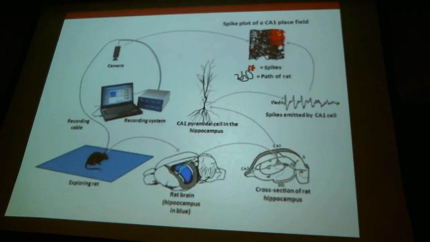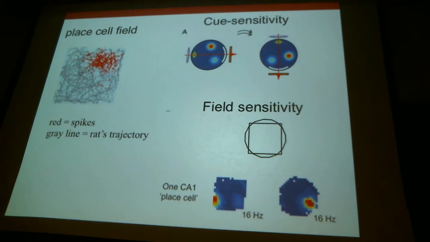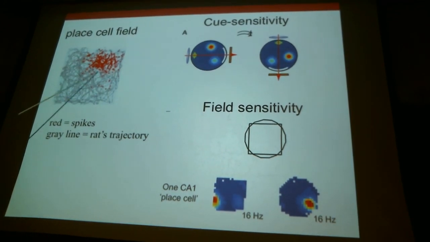Okay, so the paradigm is to record from the hippocampus. So you have an animal that's exploring, you record their position, you record the activity in the hippocampus, and you get something that looks like that up in the corner there. And I'll show you an expanded version. This is called a place cell field. So in this kind of paradigm, the square is the space, the field that the animal is in. The gray lines are tracking the animal as it explores the field. And the red dots are the position the animal was in when a spike was fired. So it's sort of a positional raster there.